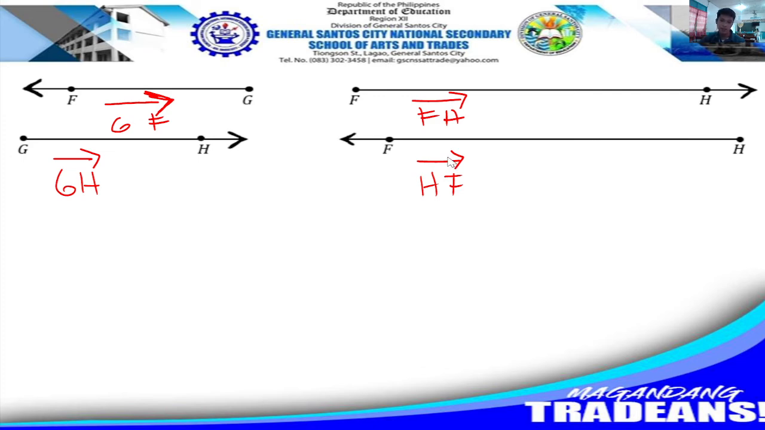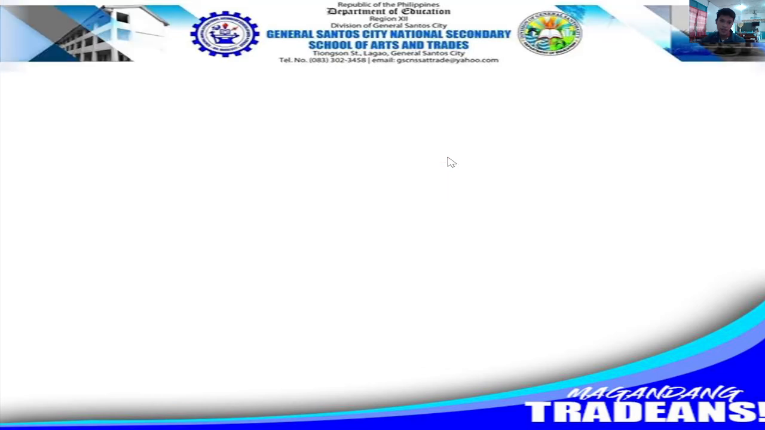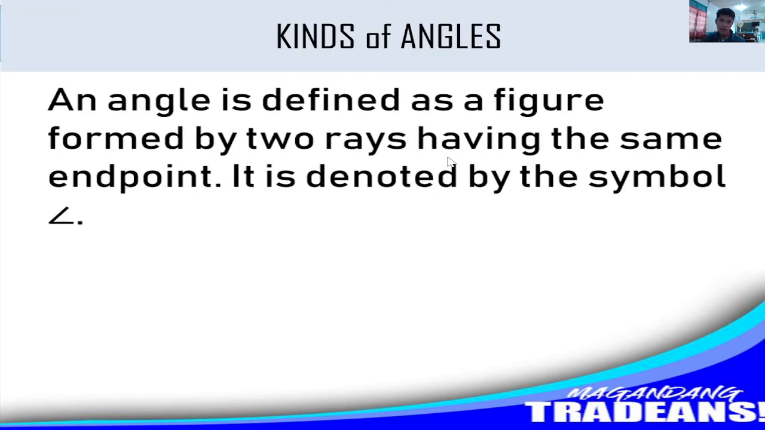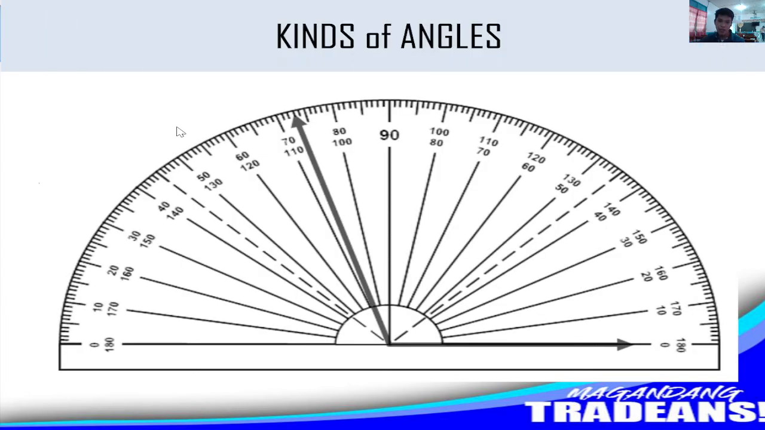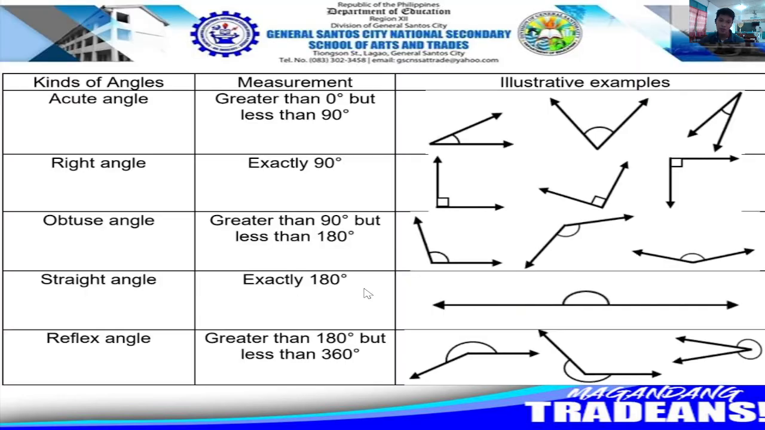Okay, very good. So let's proceed to the next one. The kinds of angle. When you say angle, it is defined as a figure formed by two rays having the same endpoint. It is denoted by the symbol ∠. So, kapag meron pong angle, gumagamit po tayo ng protractor na tinatawag. So, I know you know how to use the protractor because it was discussed during the quarter 2 lesson number 1 of module number 1. So, this is just a review.